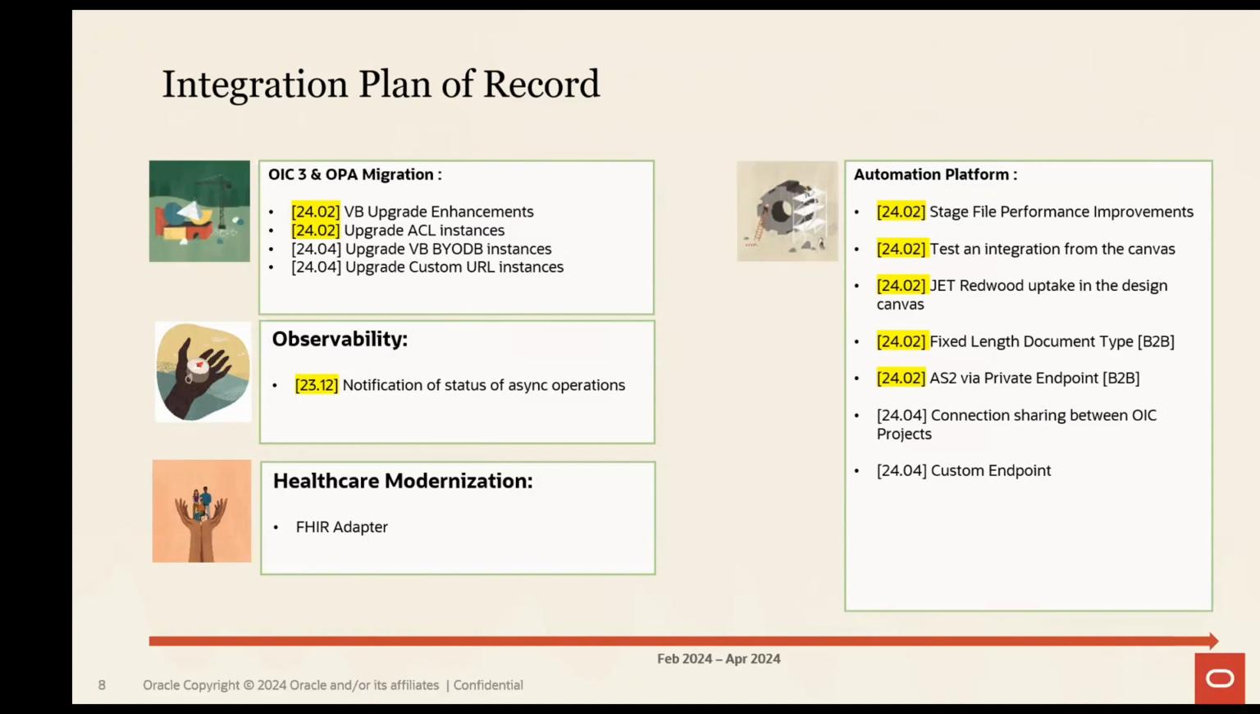And the upgrade of custom URLs, that's a feature that's going to be available in 2404 generally. So that's the reason why this is scheduled for 2404. We've already covered that thing with the observability, with the notification of async operations.